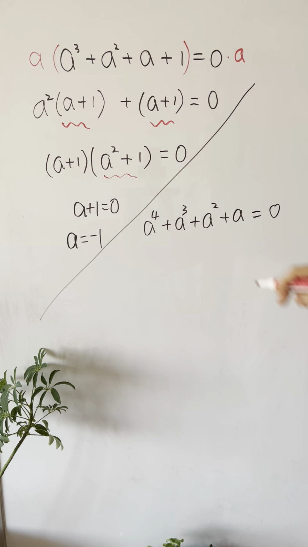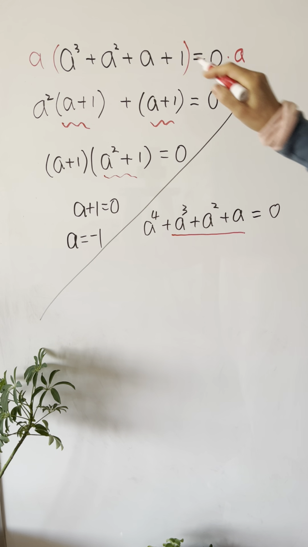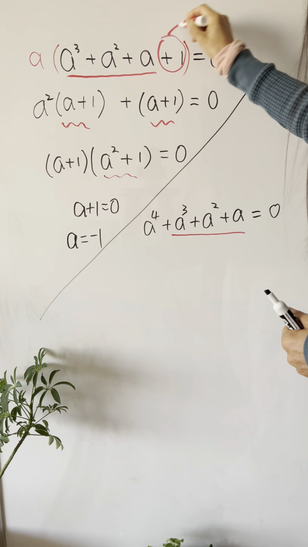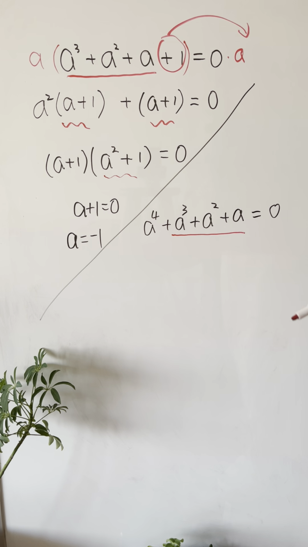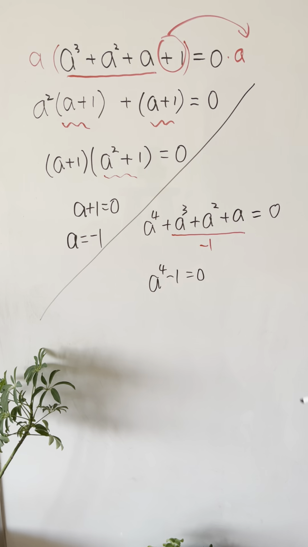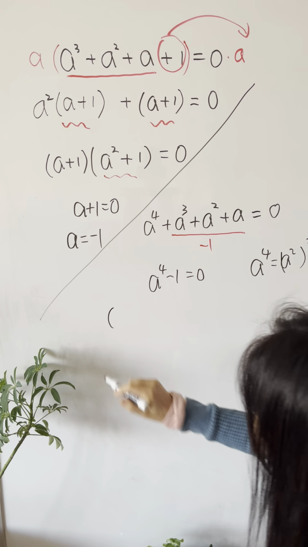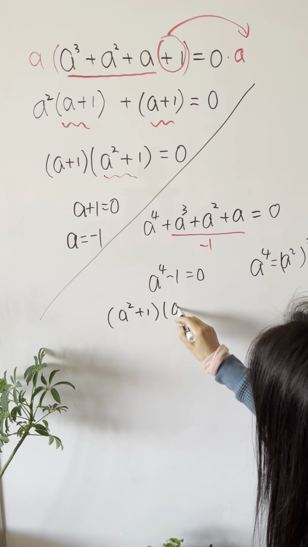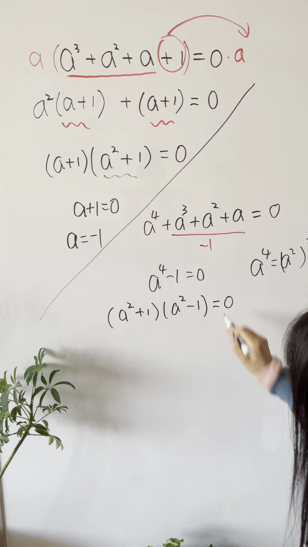Right. Now let's observe this. A cubed plus a squared plus a, and a cubed plus a squared plus a. If I move this one to the other side, it becomes a negative. So that means this is -1. So I can write this as a to the fourth power minus 1 equals 0. Well, a to the fourth power can be written as a squared squared. So then I can use the difference of two squares formula. That's a squared plus 1, a squared minus 1 equals 0.